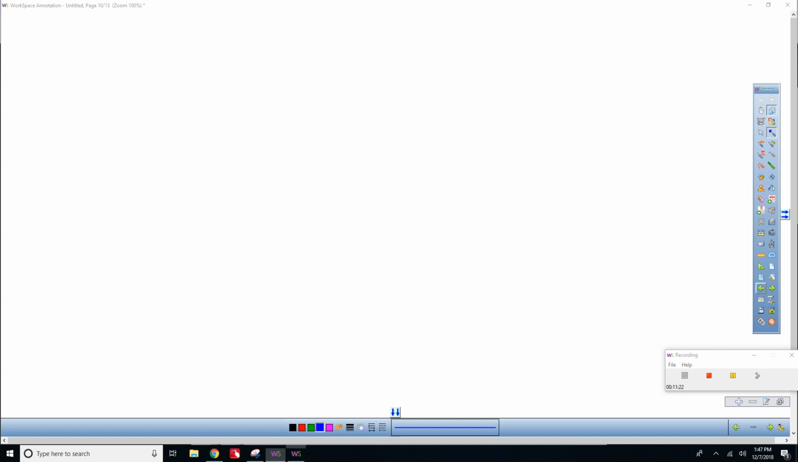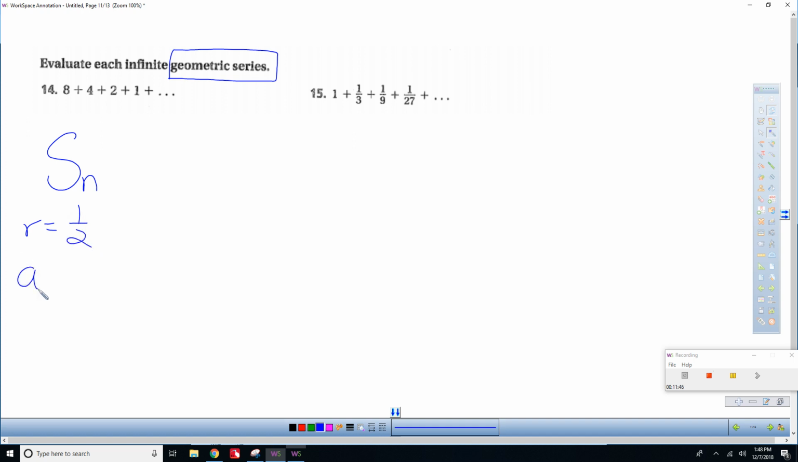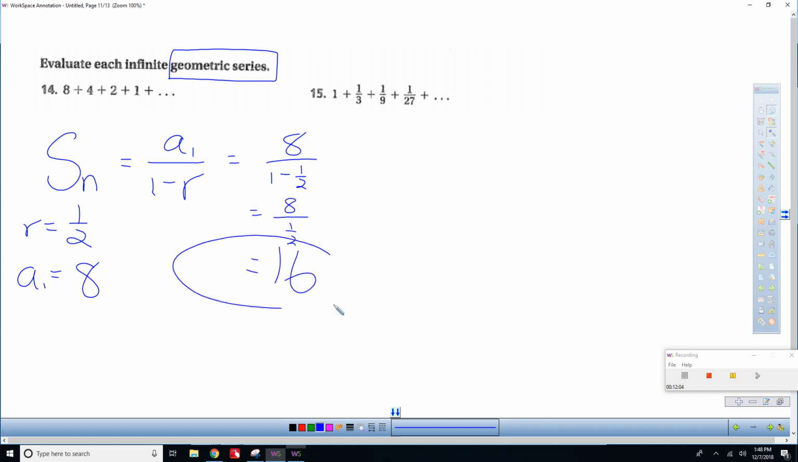Alright, finally. Okay, so here we have an infinite amount of terms, and we want to find the geometric series, the sum of this sequence. Notice that R is a half. That seems to be a common theme. A sub 1 is 8. So the sum is, well, it's A sub 1 over 1 minus R. So it's 8 divided by 1 minus a half. 8 divided by a half. The answer to all of those terms.